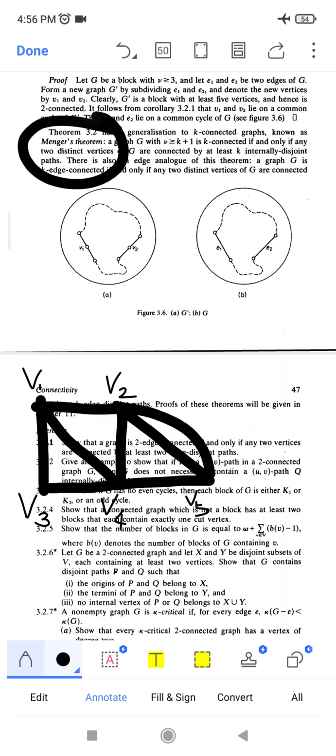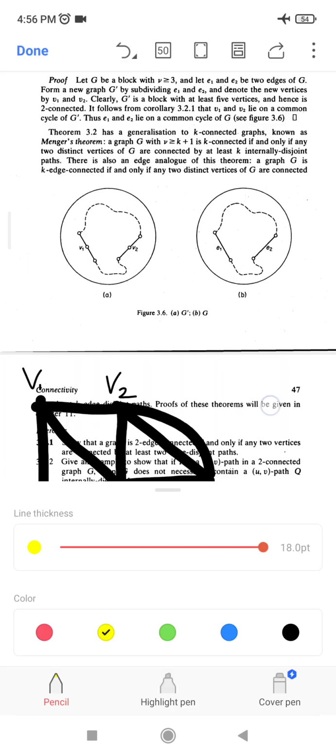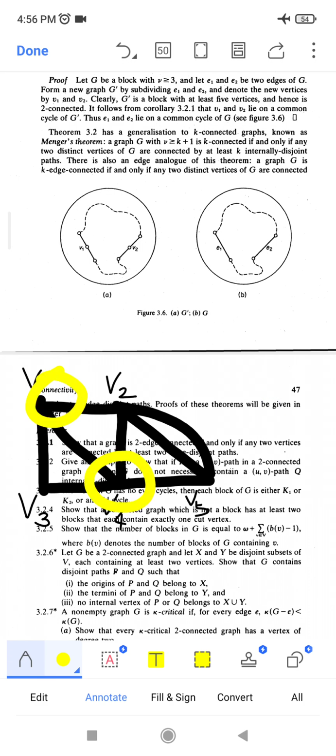Menger's theorem is one of the important theorems. I will explain it using some examples. Now consider this graph, which I am denoting as G. By looking at the graph, to disconnect it by removing vertices, we need to remove at least two vertices, right? By removing these two vertices, we will get a disconnected graph.